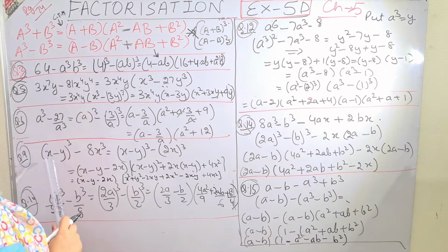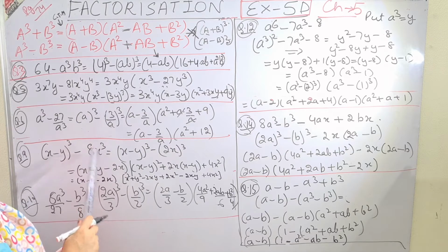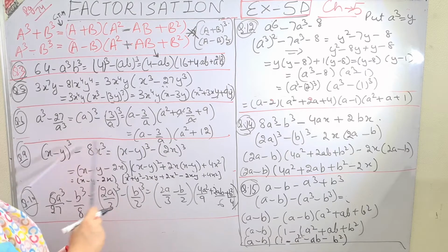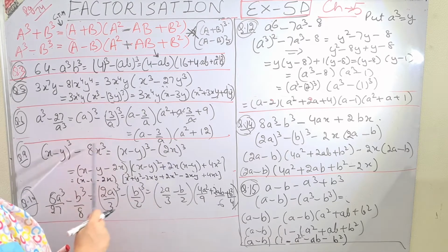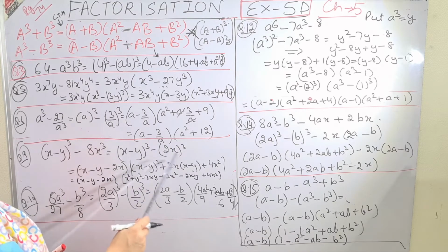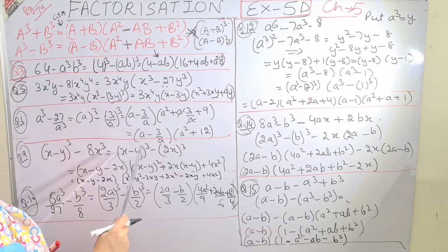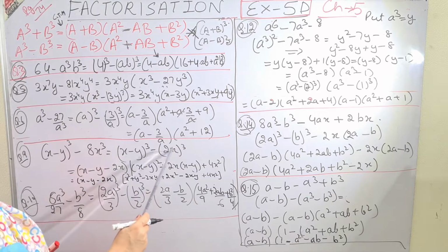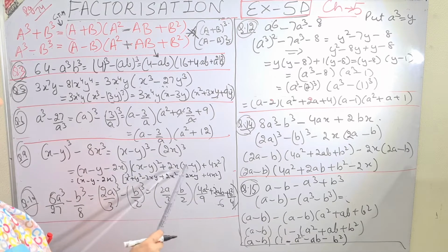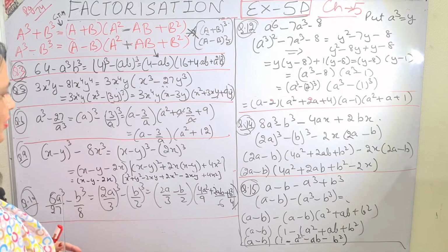Then come to question number 9. Same method: (x minus y) whole cube minus 8x cube. So (x minus y) whole cube minus (2x) whole cube. I have written 8 as 2 cube, and together I write (2x) whole cube. Again A minus B: first term cube minus second term cube. The formula is there, and do the needful, do all the calculation and get the answer over here.